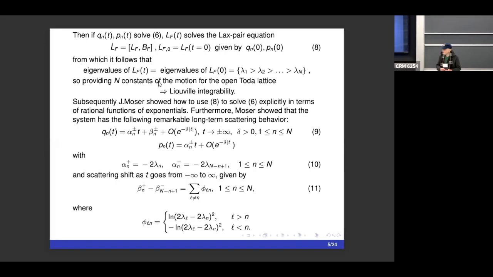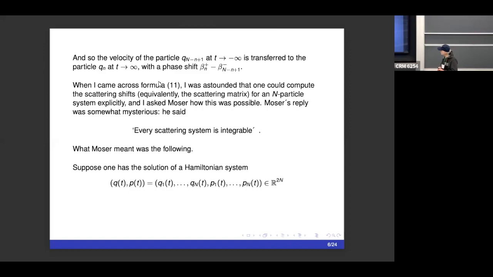But he was able to compute the shift. So particle 1 transmits its velocity to particle n at infinity, but there's a shift. And the shift is given by this explicit formula. Now, as I'm saying here, more generally, the velocity of the particle Q_{N-n+1} at t going to minus infinity is then transferred to particle Q_n at t equals plus infinity with this kind of shift.